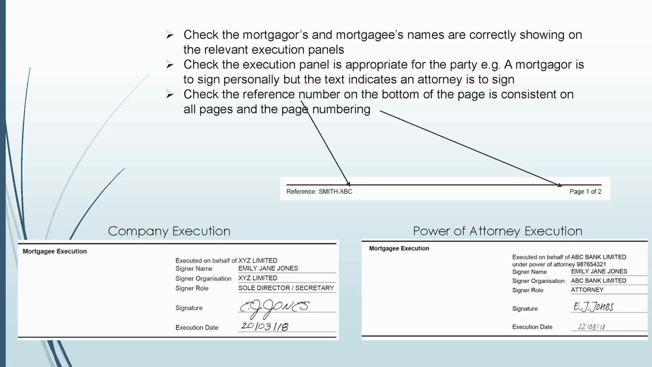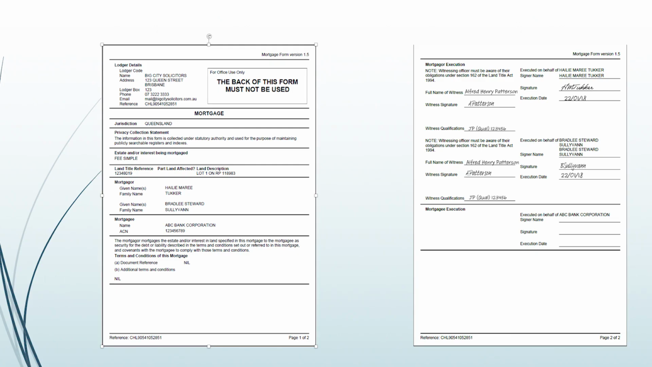If I go back real quickly, you'd confirm the mortgagors on the front page against the second page. So Hayley Marie Tucker, Bradley Stewart Sullivan, yep, that's all good. Mortgagee, Commonwealth Bank, yep, that's all good. Reference number down the bottom left, and the page numbering. Those 3 things, you just have a quick breeze over to make sure they match up.